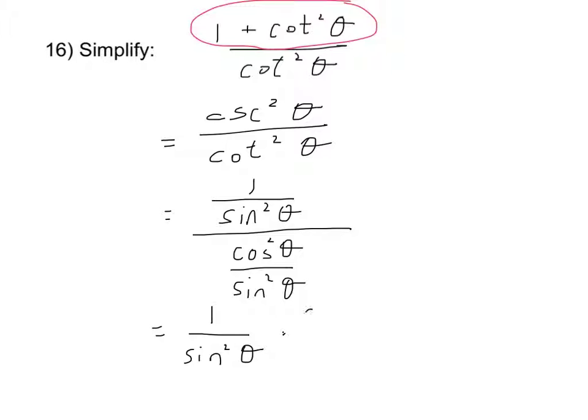Then I'm going to times it by the reciprocal of the bottom fraction, which is sine squared of theta over cosine squared of theta. Nice thing that happens here, notice the sine squareds cancel on the top and the bottom, so they're completely out of the picture. And I just am left with 1 divided by the cosine squared of theta.